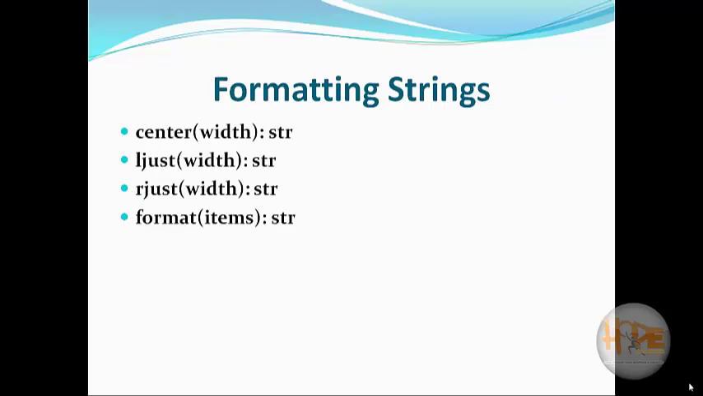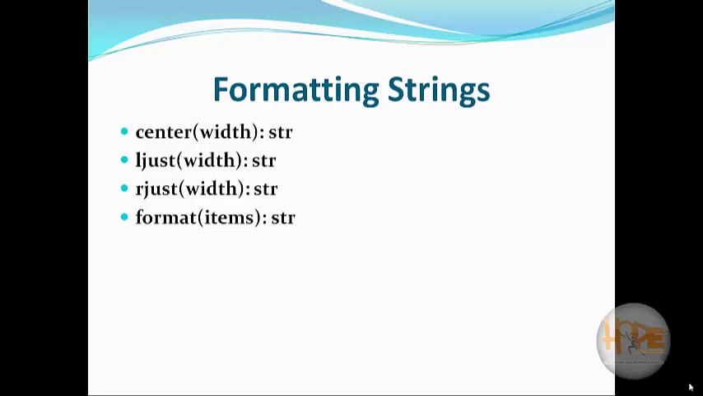Then we see string formatting. There are many functions for formatting strings. The first one is center. This function returns a copy of the string centered in a field of the given width. The second one is ljust, which returns a string left justified in a field of the given width. The next one is rjust, which returns a string right justified in a field of the given width. And the format function formats a string.